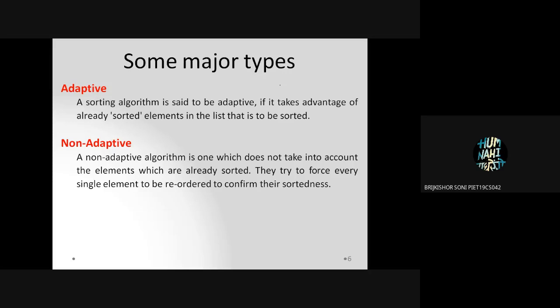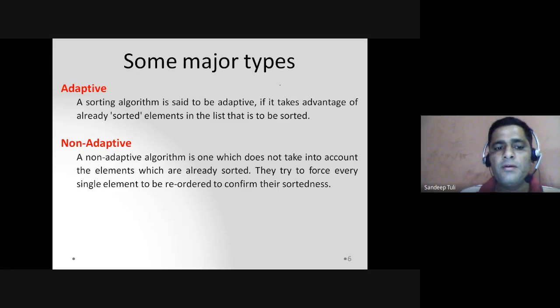If we use the adaptive version, definitely fewer steps will be needed, and if we use non-adaptive, definitely more steps will be needed. Okay, it will not be visible when the array is very short. It will definitely be visible when the data is too large.